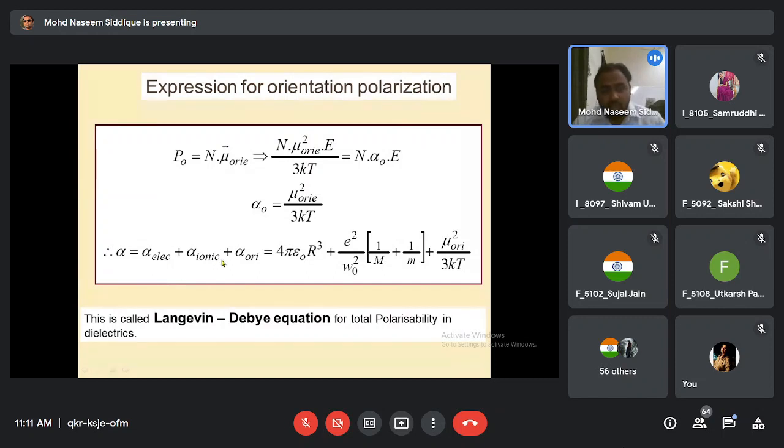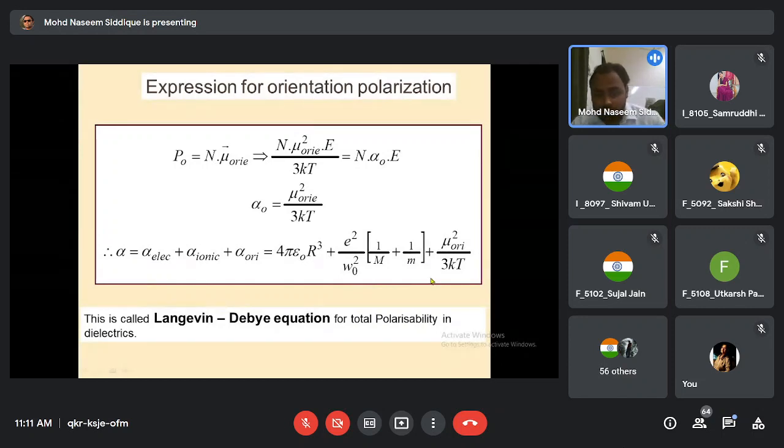Now the total polarizability in a dielectric material is just the sum of the electronic polarizability plus the ionic polarizability plus the orientational polarizability. At low frequency, we always get all kinds of polarizability. So this is the final expression. Always keep it in mind for the future when someone asks about the total polarizability of the dielectric material: 4 pi epsilon naught r cubed plus q squared upon omega naught squared times (1 upon m plus 1 upon M) plus the orientational polarizability.